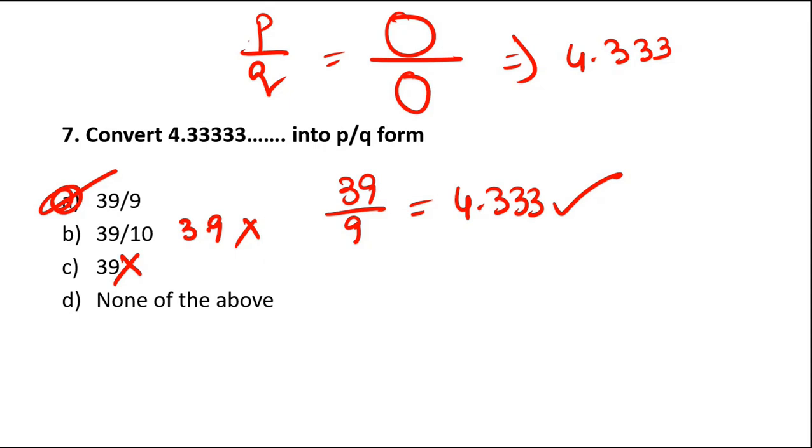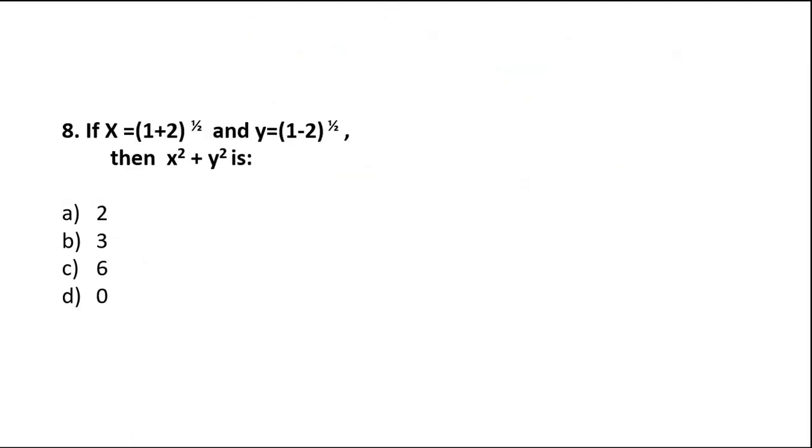Convert 4.333 into P by Q form means you don't need to write that into rational numbers, irrational numbers and all those things. P by Q form is just you need to have a numerator part for the fraction and denominator part for the fraction. 4.333 is a decimal value. For that you need to write numerator and denominator part with respect to the fraction. So 39 by 9 is your answer. Option A is your answer. Okay. Thanks for the response, everyone. Let's maintain the same. Next one. Next question.